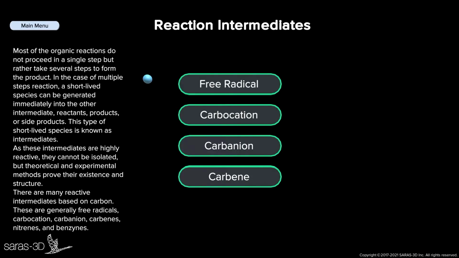Now let's take a look at the types of reaction intermediates. We know there are many organic reactions that do not proceed in a single step, but take several steps to form the final product. In such multiple-step reactions, during the course of the reaction, a short-lived species can be generated that is immediately converted into another intermediate, or reactants, or products, or side products. This type of short-lived species is known as an intermediate.